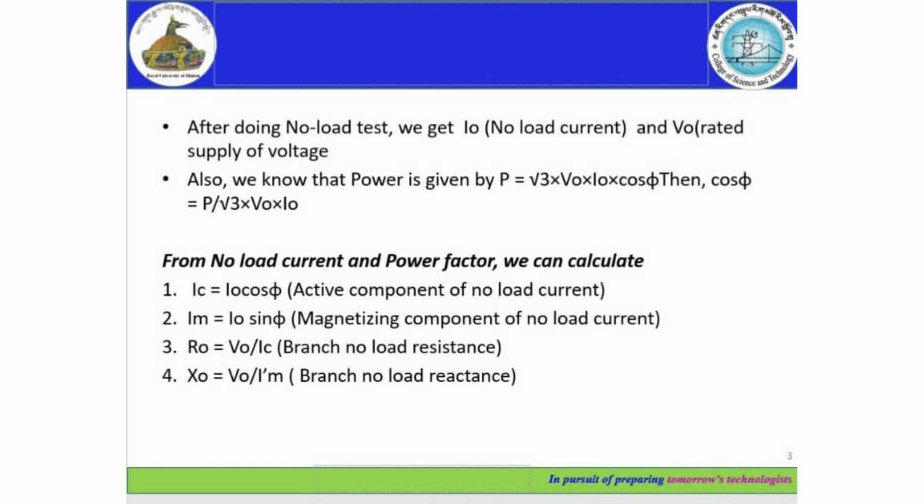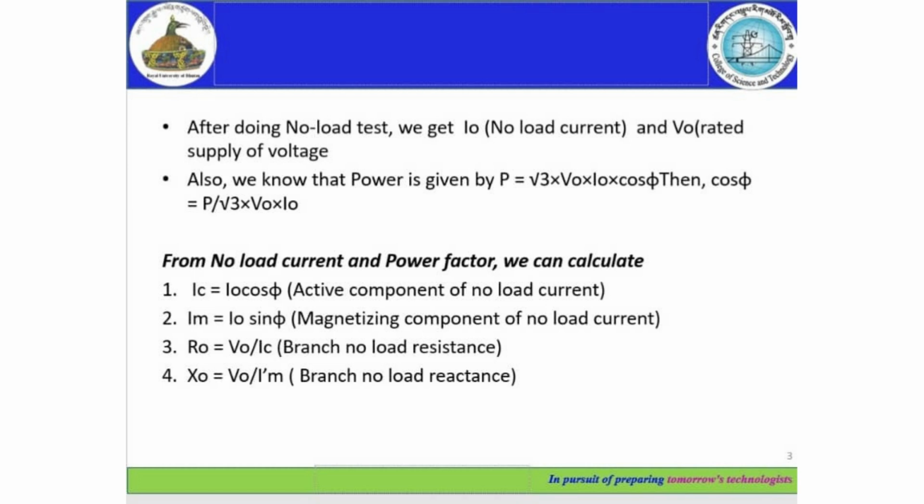After doing the no-load test, we get I0, which is the no-load current, and V0, which is the rated supply of voltage. Also, we know that the power is given by root 3 into V0 into I0 into cos phi. Then we can also calculate cos phi by using the formula P0 divided by V0 I0 times root 3. From the no-load current and power factor, we can calculate IC, which is equals to I0 cos phi. They are also the active component of no-load current, and we can also find IM, which is equals to I0 sin phi. They are also called magnetizing component of no-load current.